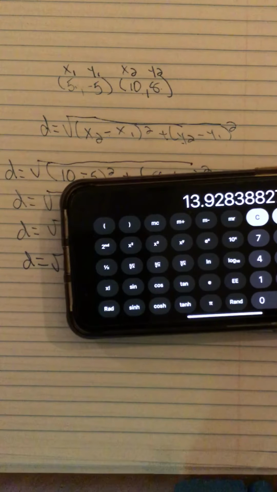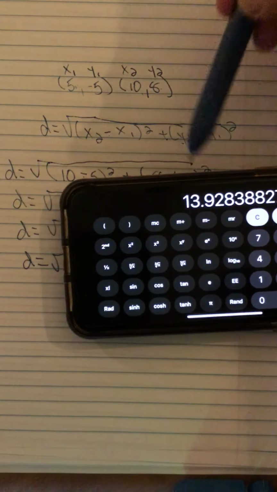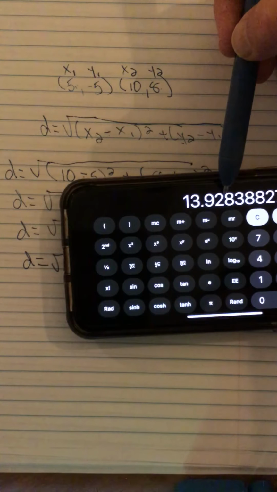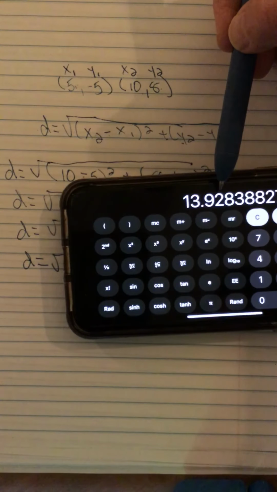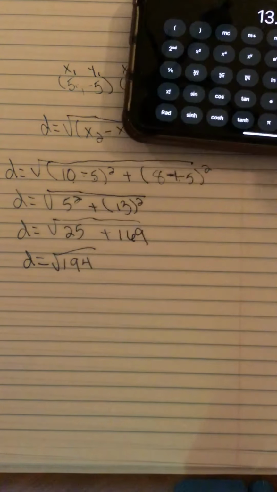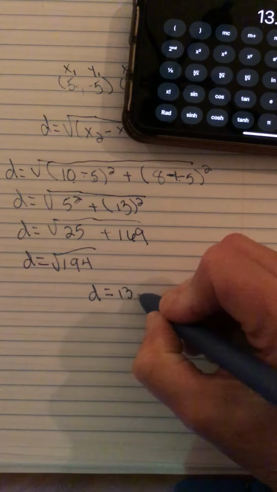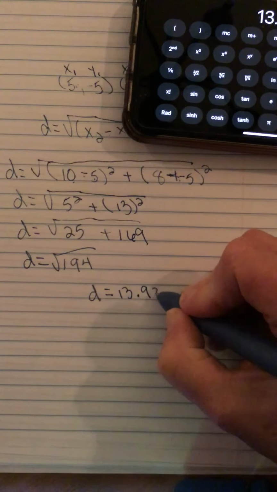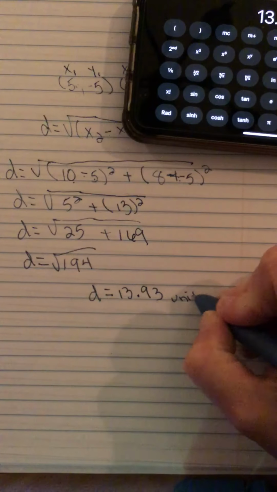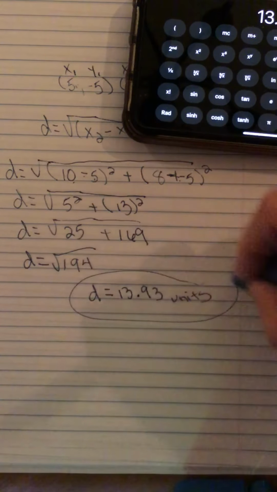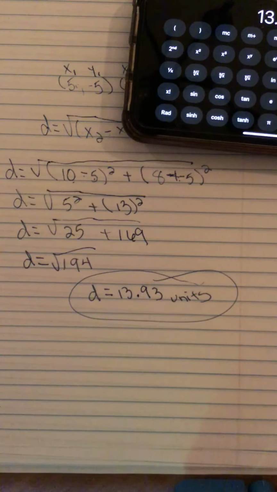And so the square root is 13.93, because we're rounding to the nearest hundredth. So I'm looking at that 2 and turning it into a 3. So the distance between those 2 points is 13.93 units. And there's my final answer on that one.